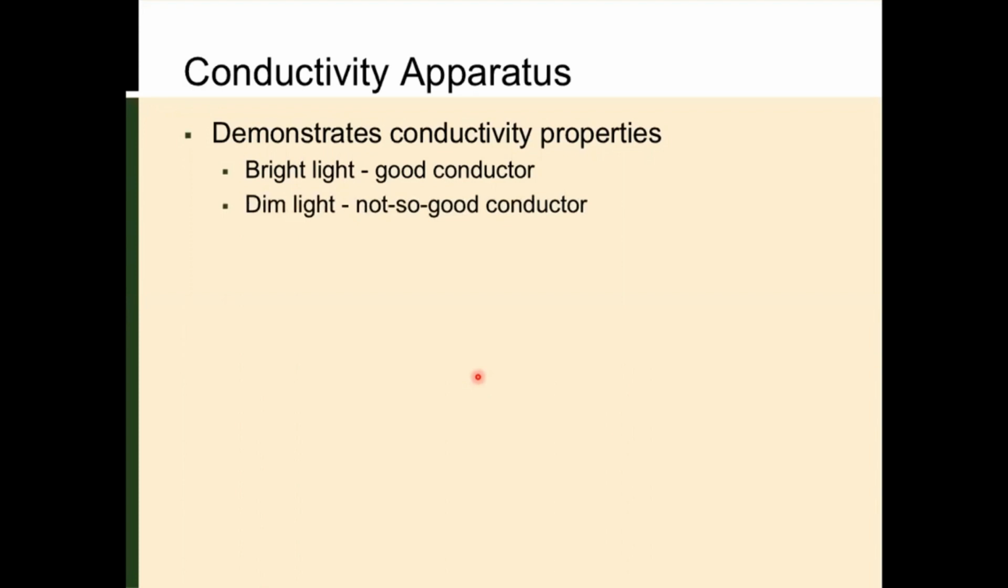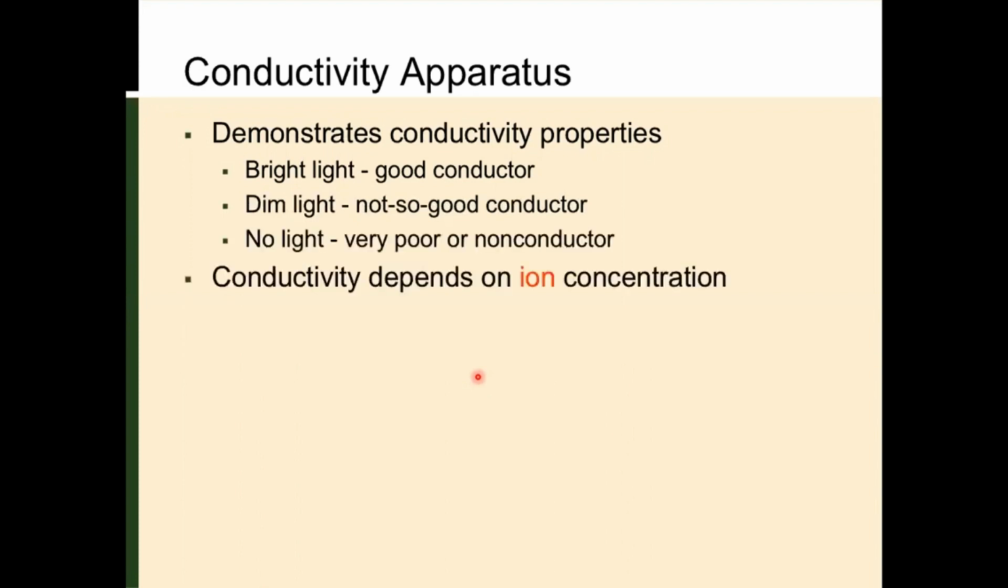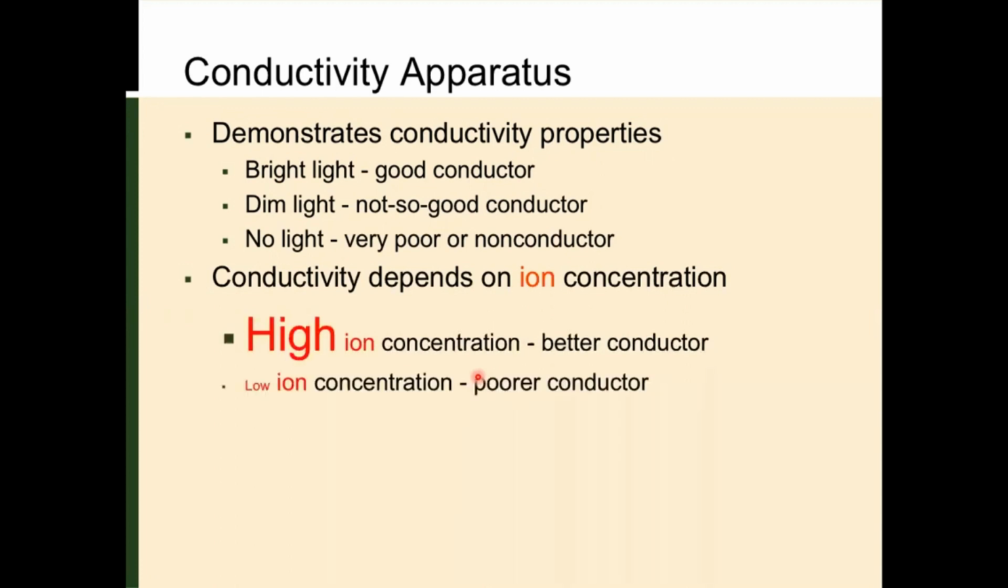Dim light, not so good conductor. No light, very poor or non-conductor. Conductivity depends on concentration. So high ion concentration is a better conductor. Low ion concentration is a poorer conductor.